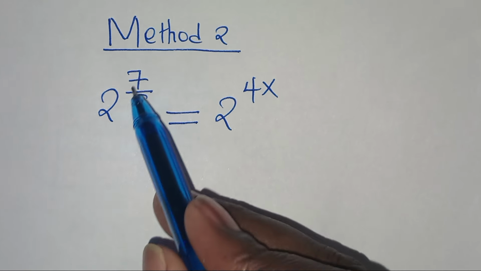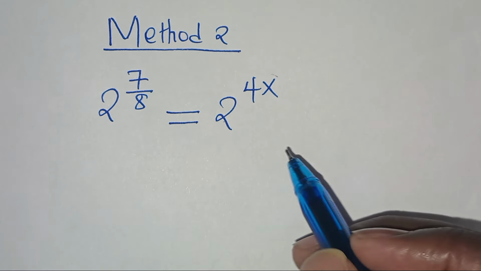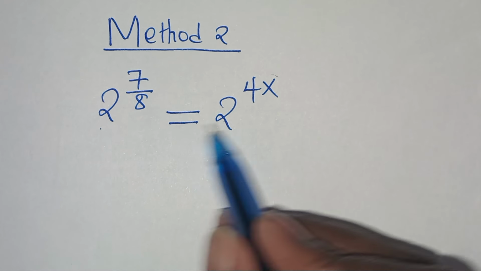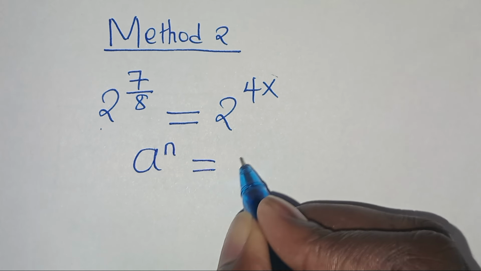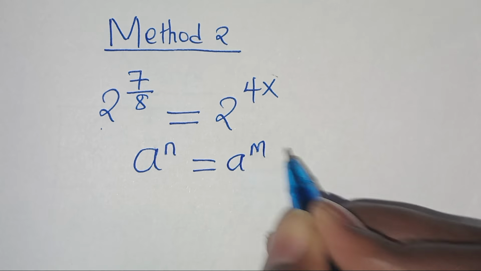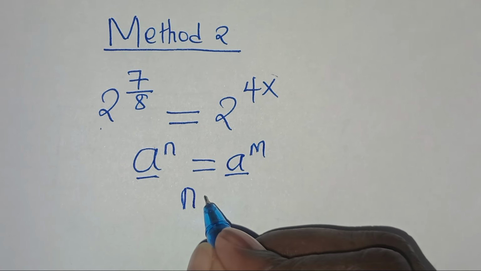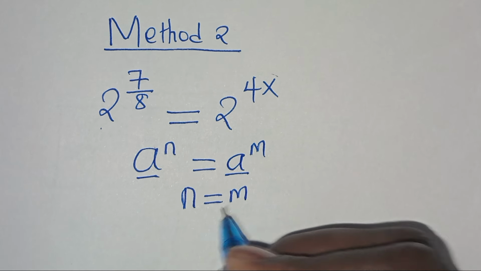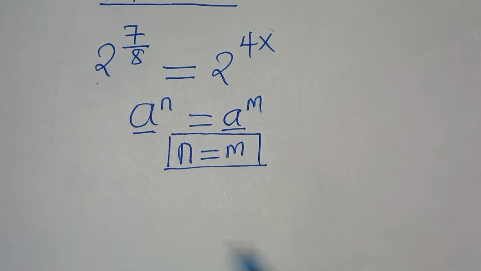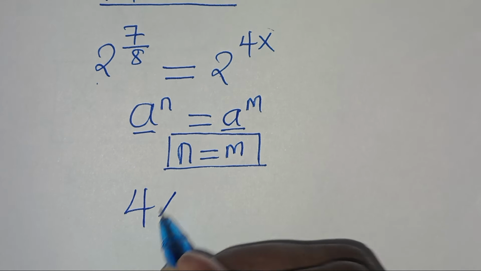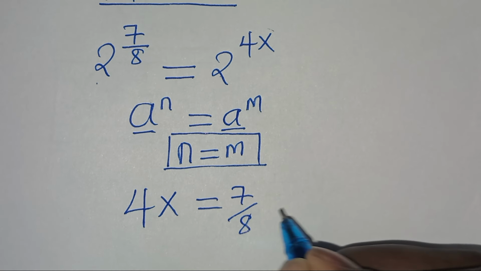Now here we have 2 to the power of 7 over 8 equal to 2 to the power of 4x. Since the bases are common, that is a to the power of n equals a to the power of m, then exponent n is equal to m. And this implies that we have that 4x is equal to 7 over 8.